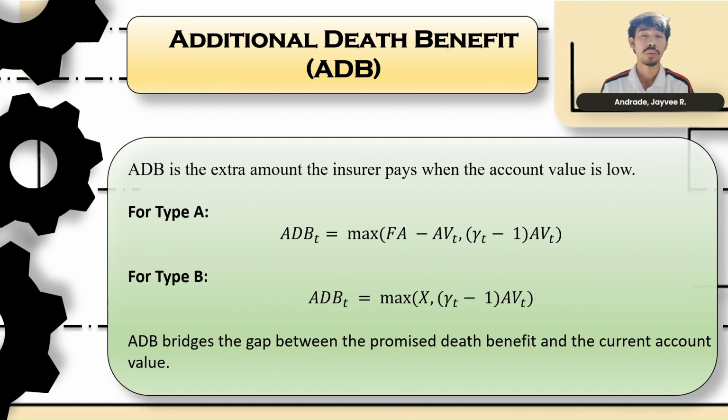Sometimes your account value might be lower than what's needed. That's where the additional death benefit, or ADB, comes in. Think of ADB as extra money the insurer adds on if your account value isn't enough. For a policy with a fixed death benefit, the extra is either the difference between that fixed amount and your account value or a percentage of your account value. For the other type, it might just be a fixed extra amount. This extra bit ensures you get a solid benefit no matter what.